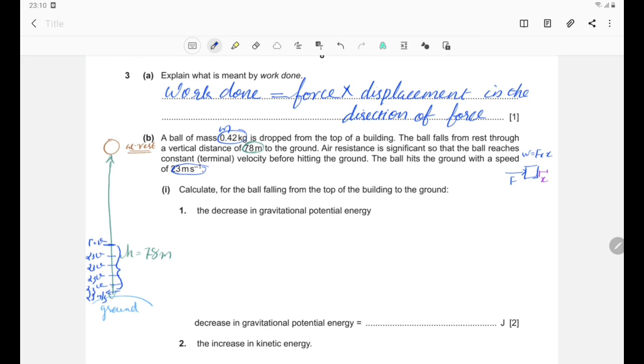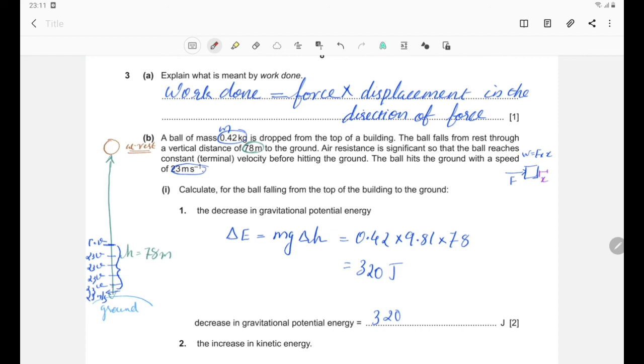In the first question, you just need to calculate the gravitational potential energy change, decrease. So the change in the potential energy will be equal to mg into change in the height, that is mg delta h. So we have all the values. Mass is 0.42 times g value is constant, which is 9.81 times change in height. The height of the ball from its initial position to the ground is 78. So just find the answer. It will be 320 joule. So the answer is 320.